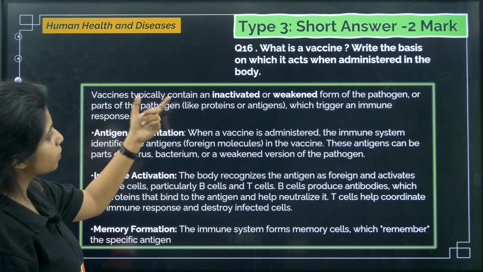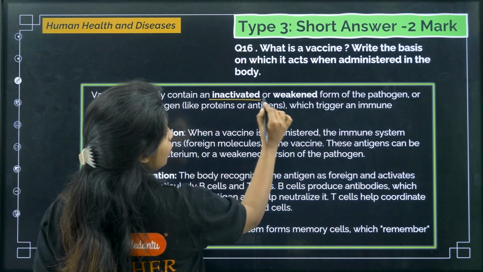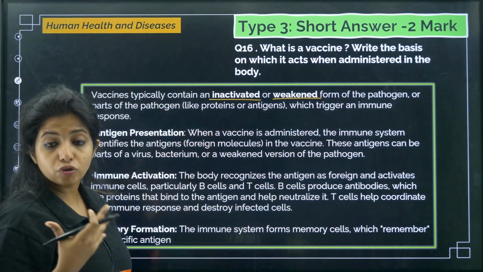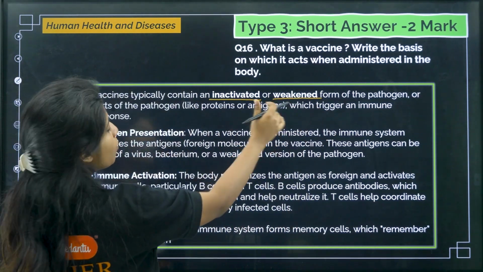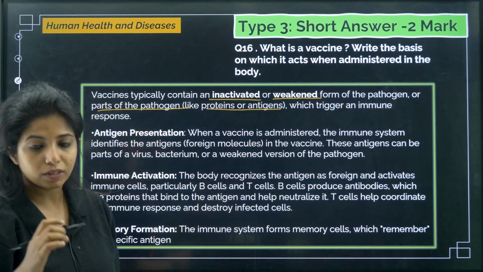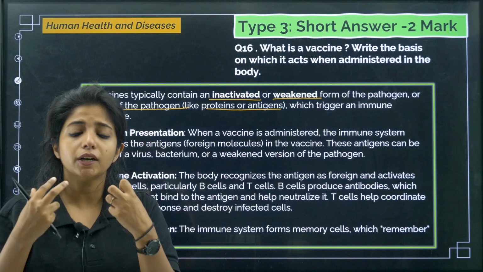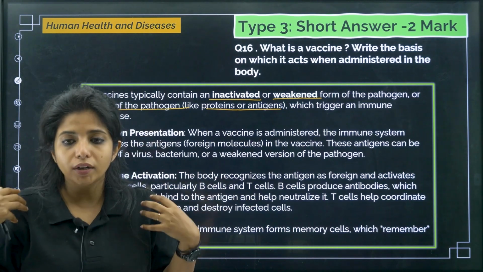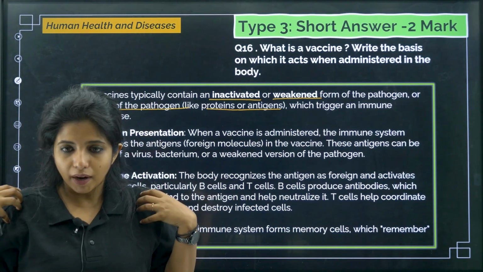Okay. So vaccines typically contain inactivated or weakened form of pathogen, you're making the pathogen weak, or parts of the pathogen like the proteins or antigen. So basically you can put the whole pathogen. Pathogen is something that causes disease, that is foreign, not our part, it's something foreign.